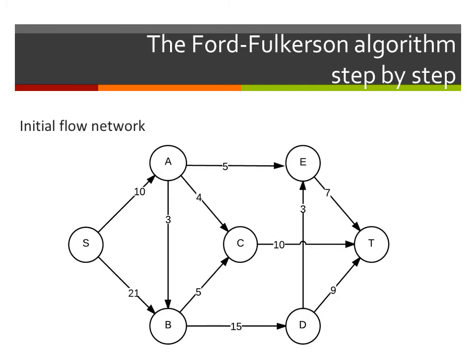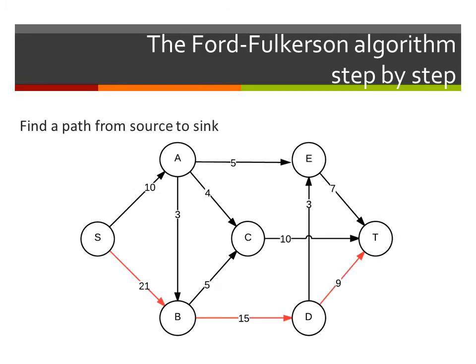In order to fully understand the algorithm, we will go through each iteration step by step, starting with the initial flow network. First, we find a path between the source and the sink. The next step is to determine the residual capacity of the network. We can see that 9 is the smallest capacity along the path, so 9 will be the residual capacity.